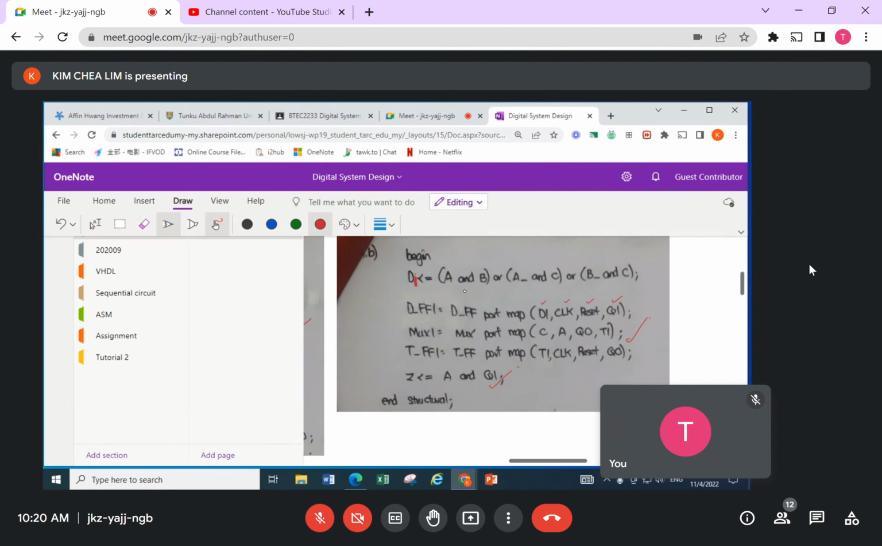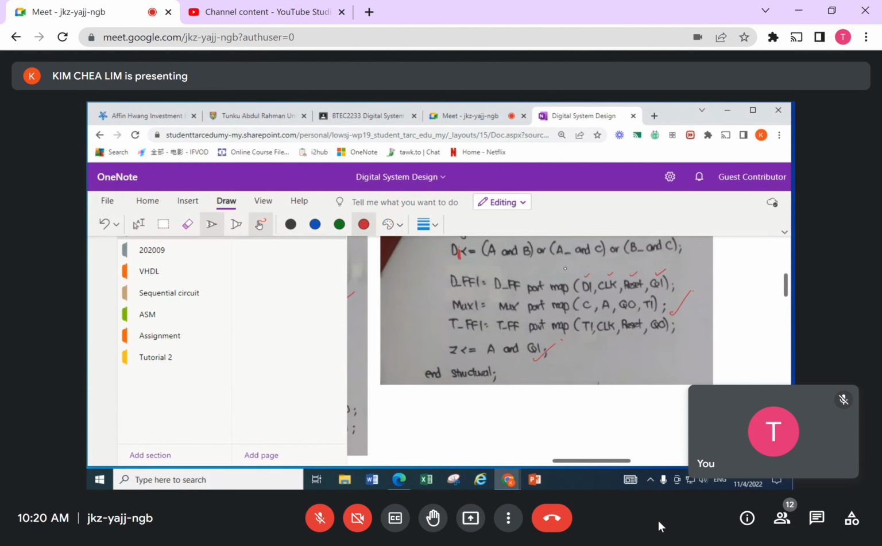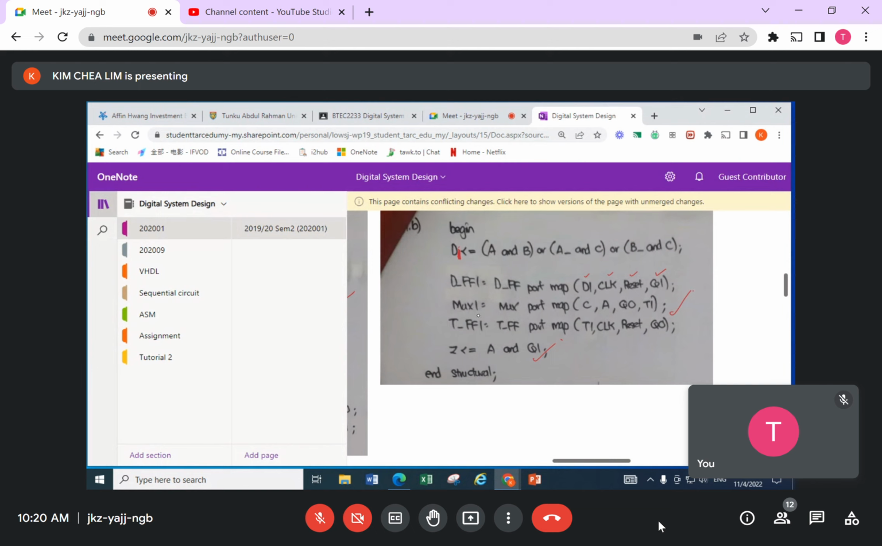All right, so now same thing. For this part it is correct. Then multiplexer one here, we have Q0, T1. Not sure whether this is correct or not. Check and see.